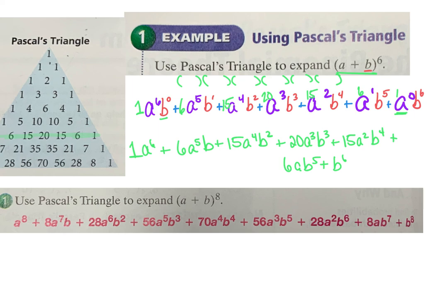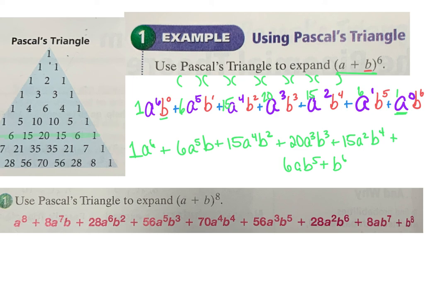A to the 8th plus 8 a to the 7th b plus 28 a to the 6th b squared plus 56 a to the 5th b cubed plus 70 a to the 4th b to the 4th, 56 a cubed b to the 5th, 28 a squared b to the 6th, 8 a b to the 7th, and b to the 8th. All right, much easier, by the way, than doing it 8 times.